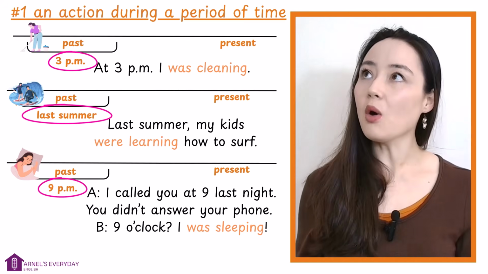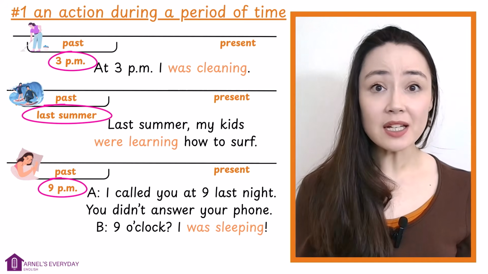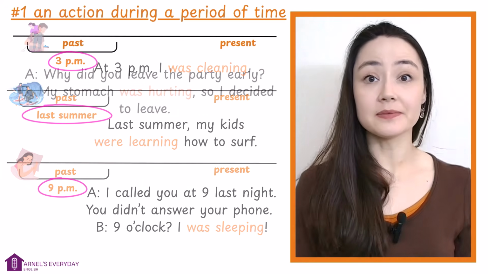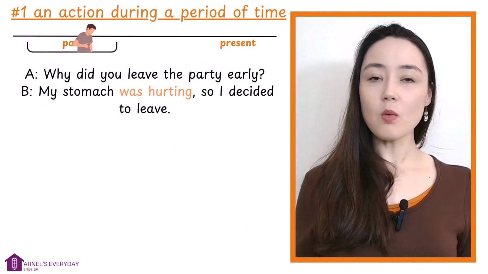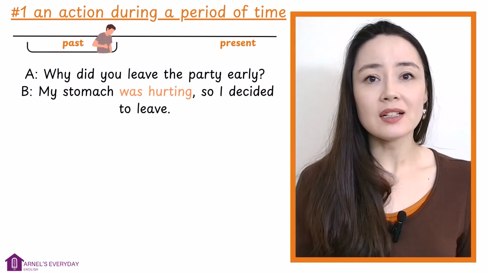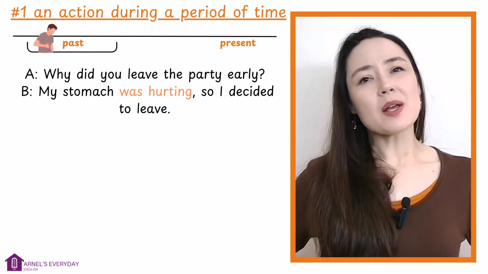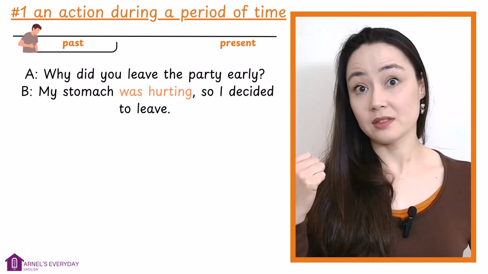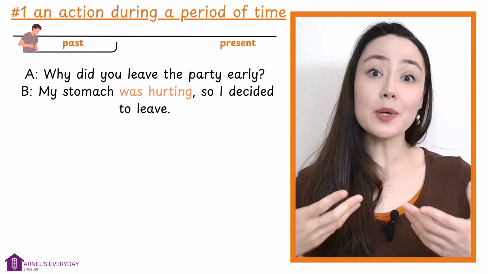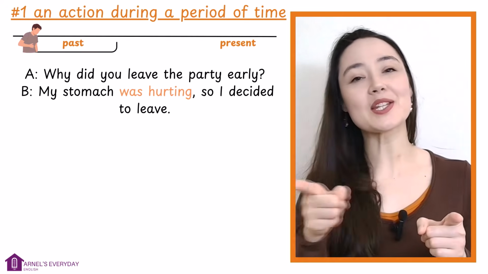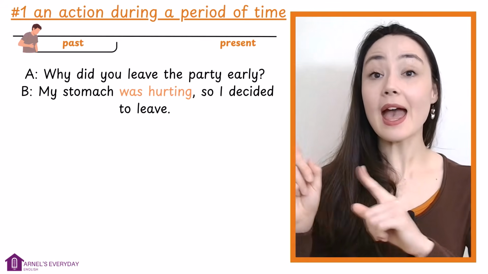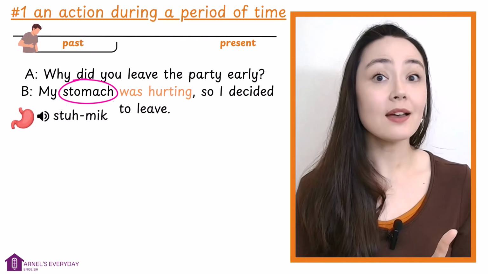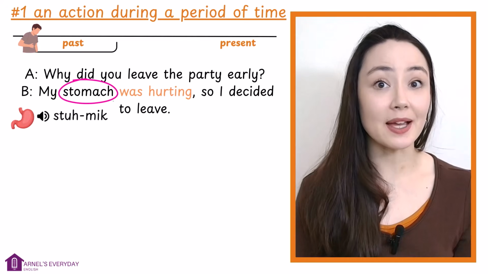Do we always need to say that period? No, sometimes it's already clear. Why did you leave the party early? My stomach was hurting, so I decided to leave. In this case, it's clear we mean at some point during the party. And the pronunciation of this word is stomach. K-k-k sound. Stomach.